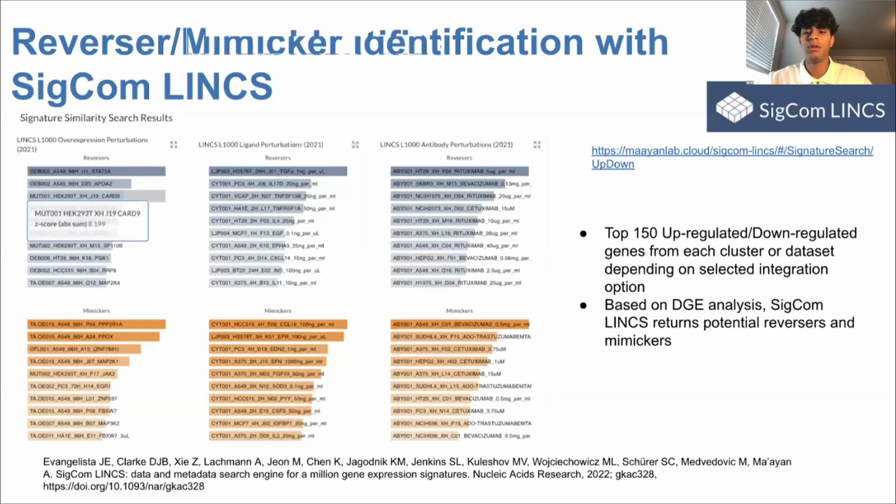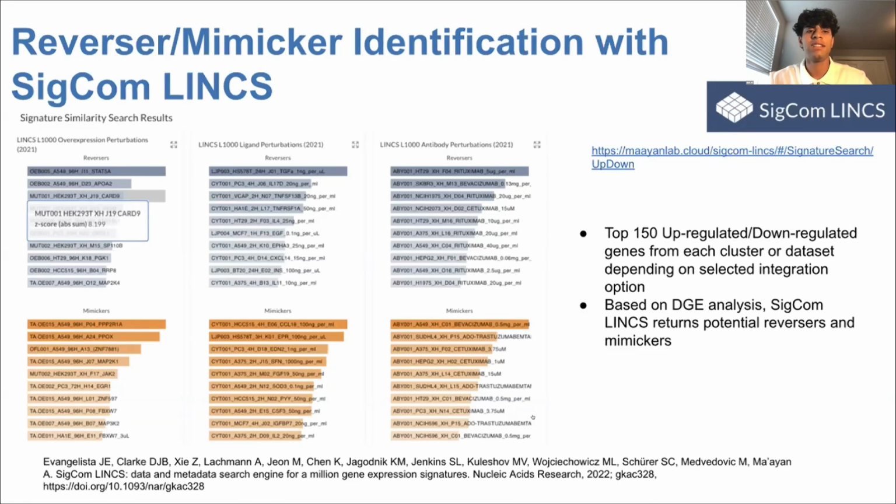Next, by inputting 2 selected clusters, scRNA-seq2Targets uses SigCom LINCS to identify potential small molecules that may act as reversers or mimickers based on the top 150 up and down regulated genes in each of the clusters. In this example, we can see the potential reversers and mimickers that could be used to push the diseased proximal tubule cells previously identified in cluster 6 back into the normal state.